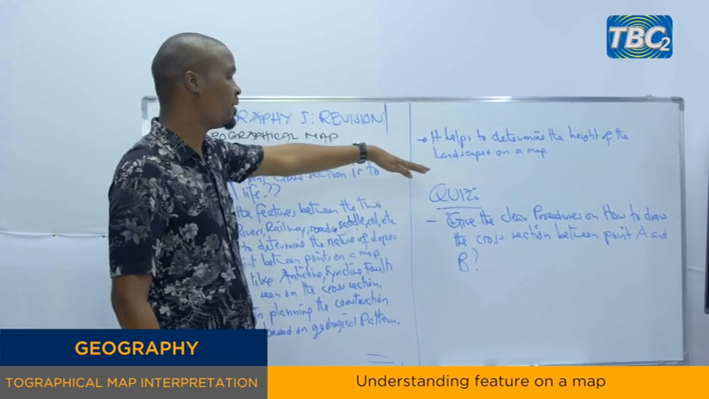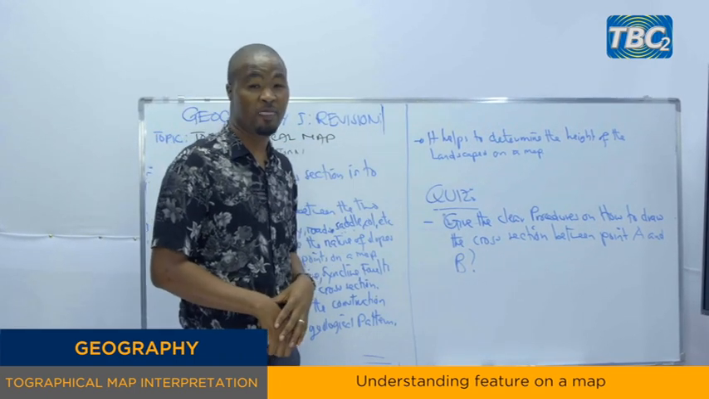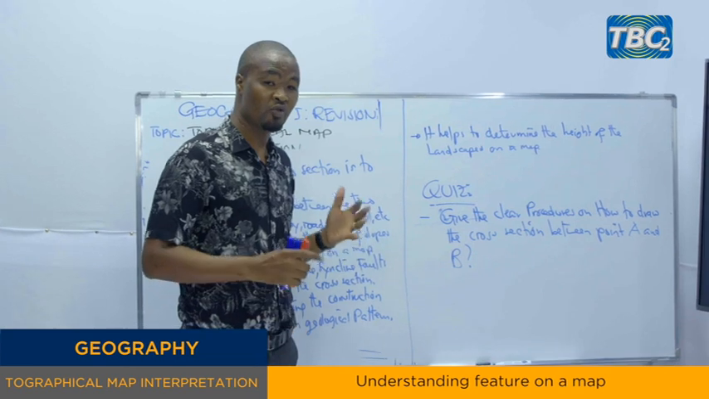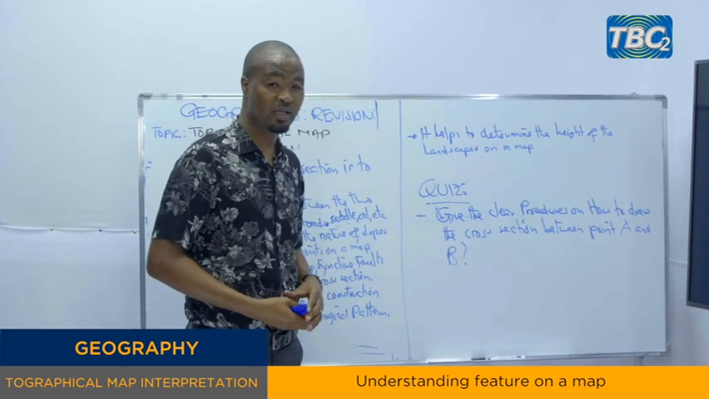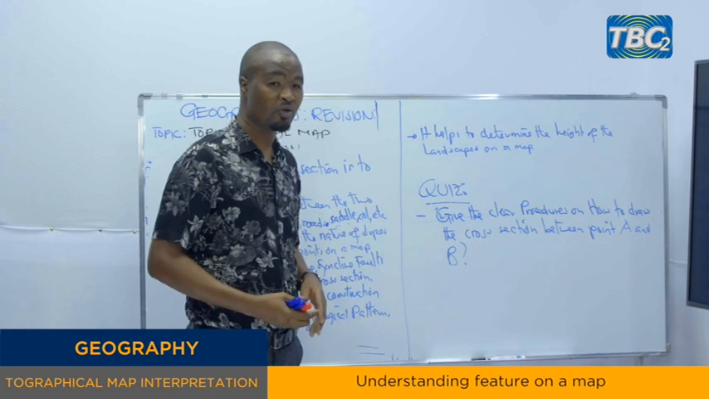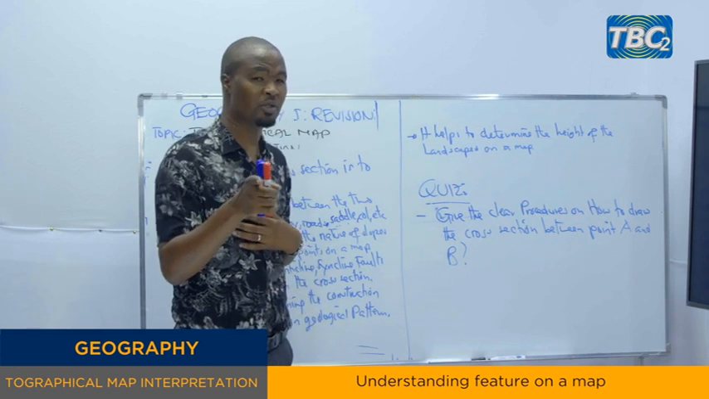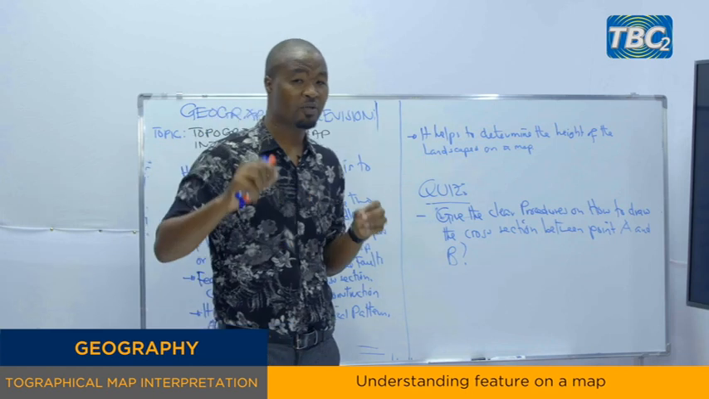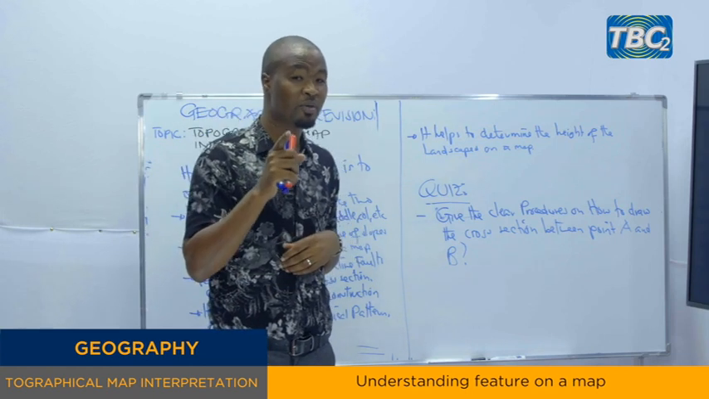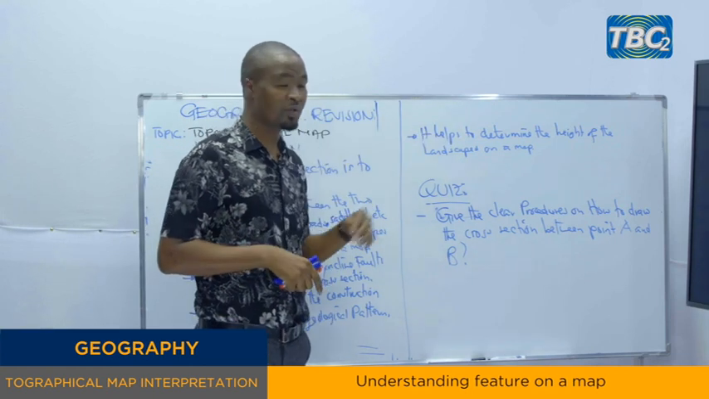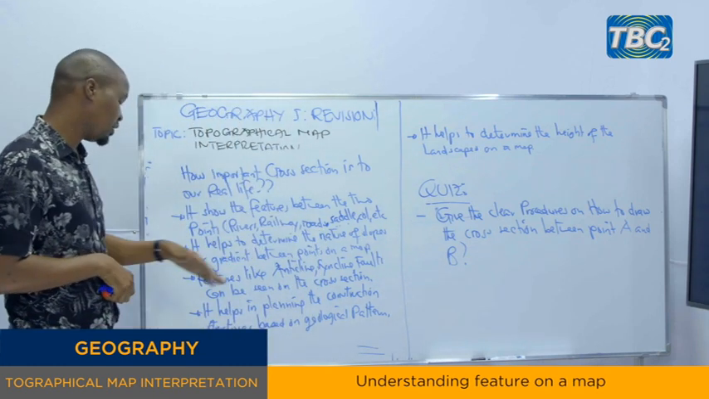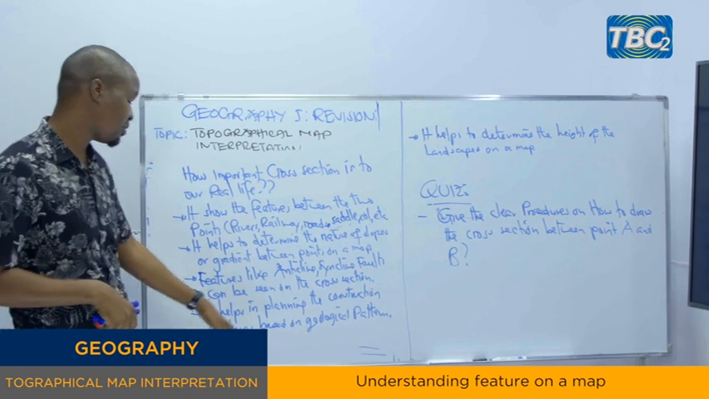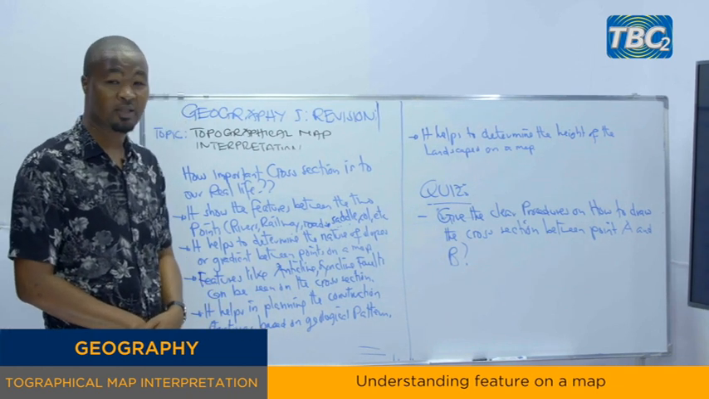Cross section helps to determine the height of the landscape on a map. As we have seen before, through cross section we can determine the steepness of the land between the 2 points on a map. So if you can determine the steepness or the slope of land between the 2 points, it means you can determine the height of that land. Then it helps in planning the construction structure based on the geological pattern.